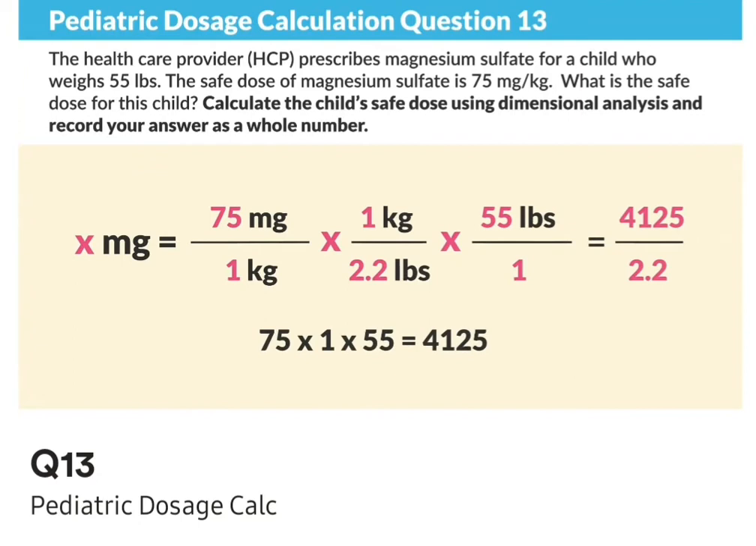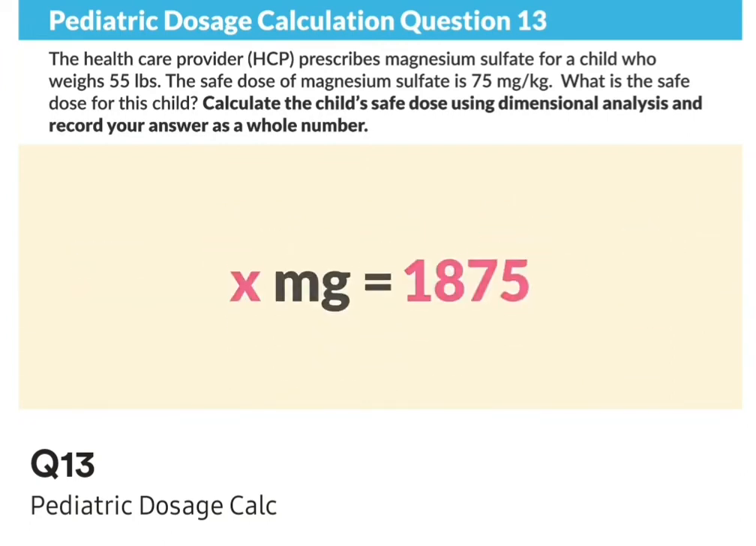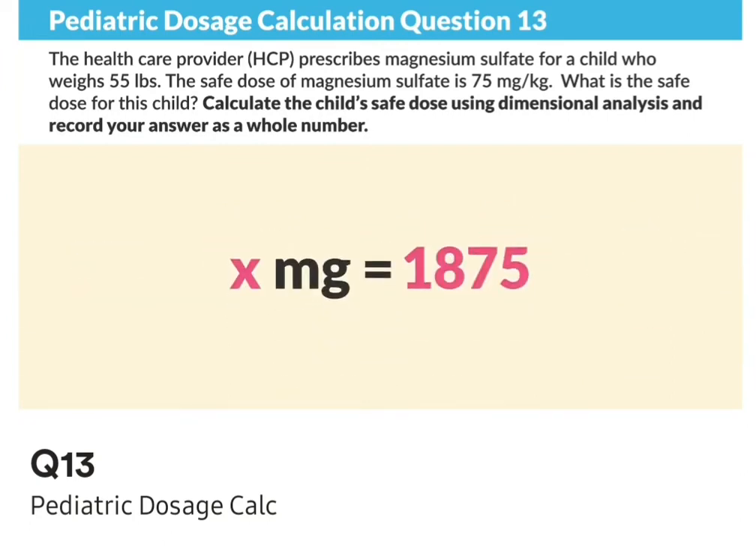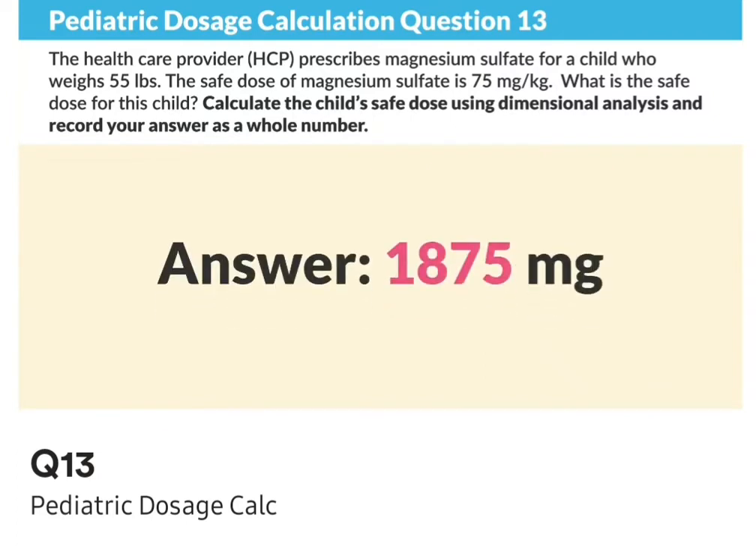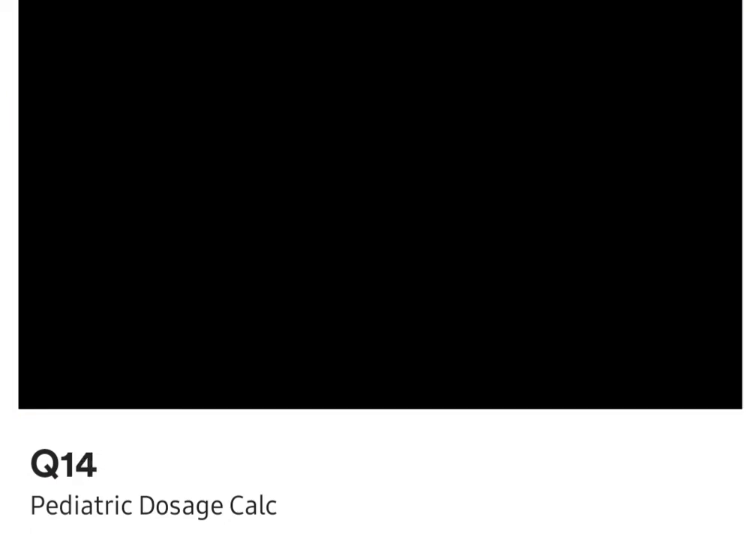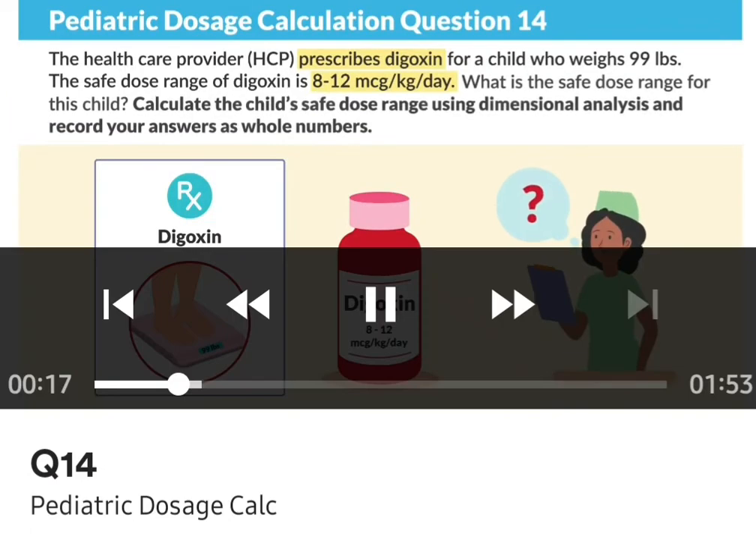Now we multiply across and on the bottom. So we get 4,125 over 2.2. Then we simply divide. We get 1875. So the correct answer is 1,875 milligrams. So what is the safe dose range?